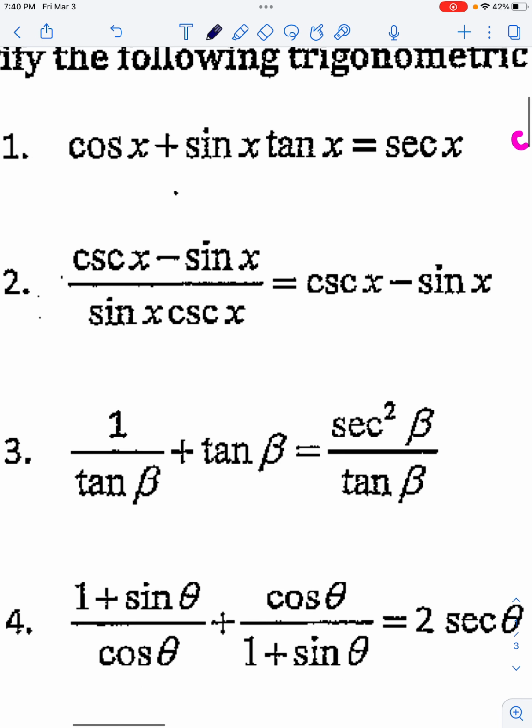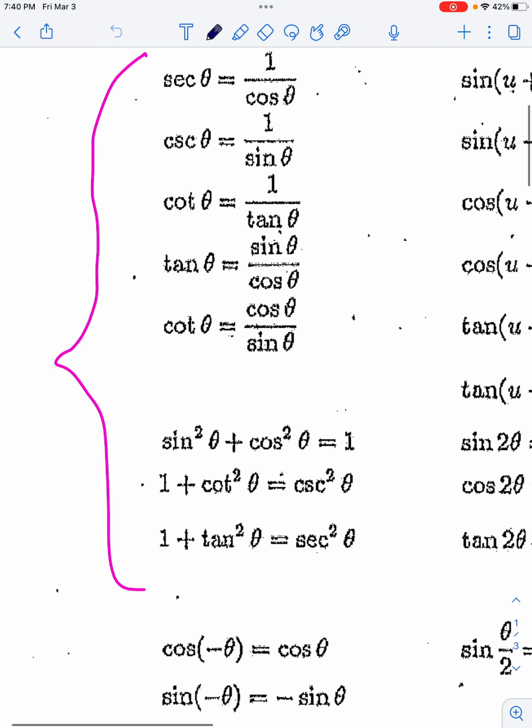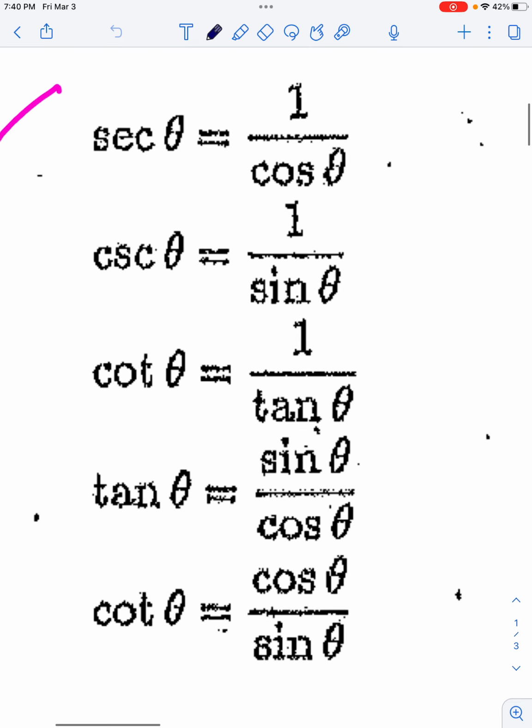If you see a sine multiplied by a cosecant, you also want to start changing cosecant x to a fraction. If you look on your identity sheet, and we've talked about this all of chapter 4, cosecant is just 1 over sine.